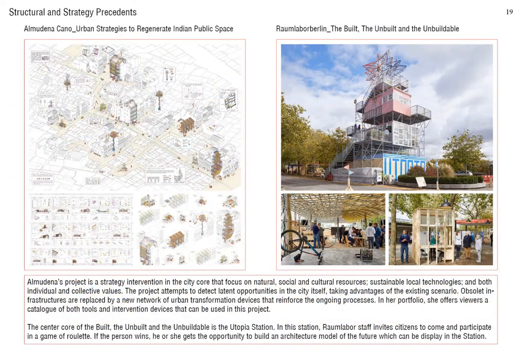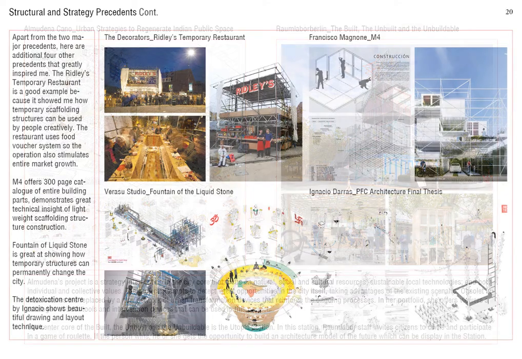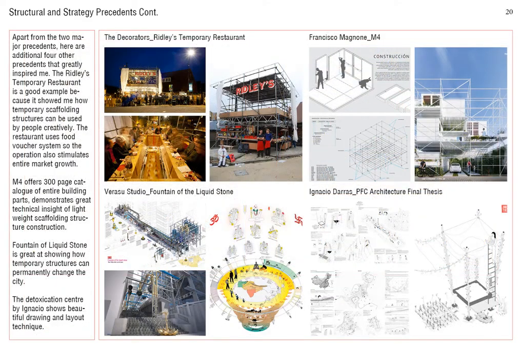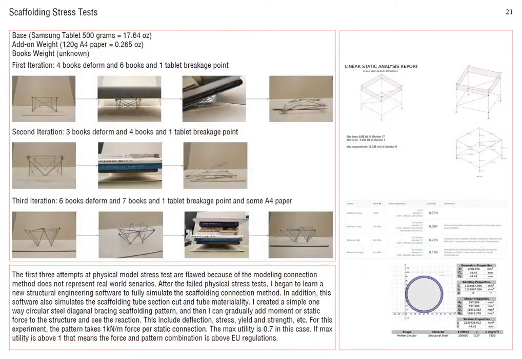Here are some of the core precedents that inspired my strategy, production, and structural design. I've completed some scaffolding stress tests using 2 methods. The first one is using physical modeling. I was then advised that this method wasn't 100% accurate. So then I moved towards using this structural engineer software to test out the strength of the scaffolding parts.